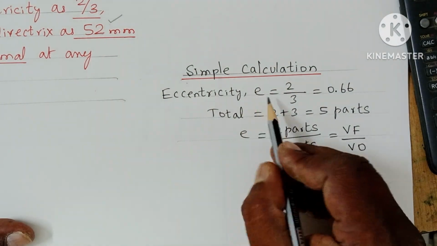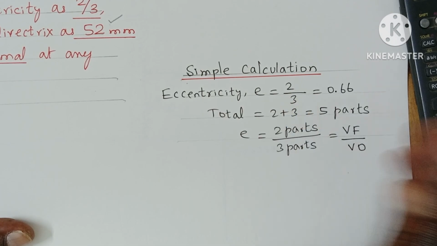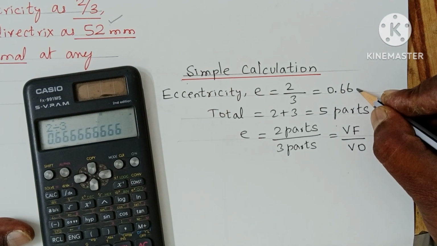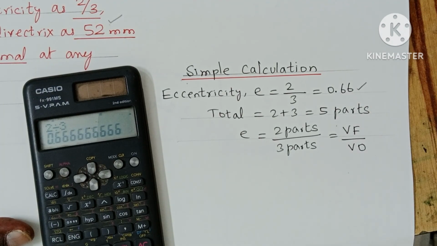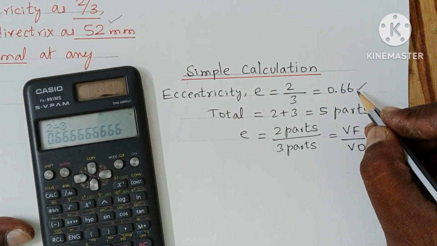Eccentricity is indicated by small letter e, equal to 2/3. When you put it using a calculator, you will get 0.66, a value less than 1. Suppose if eccentricity is given as 3/4, you will get 0.75. If eccentricity comes less than 1, the curve obtained will be an ellipse.